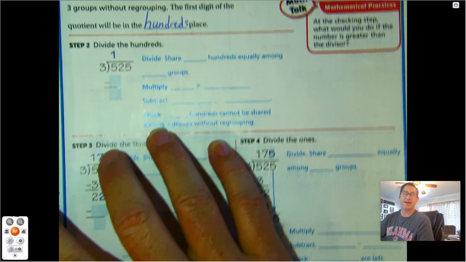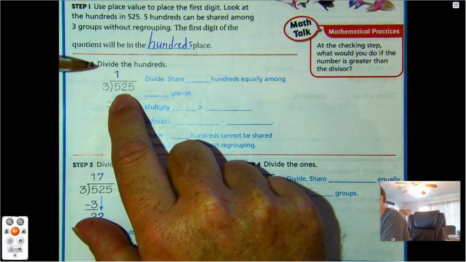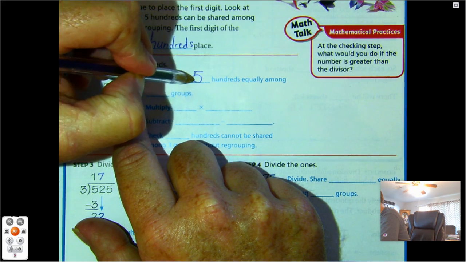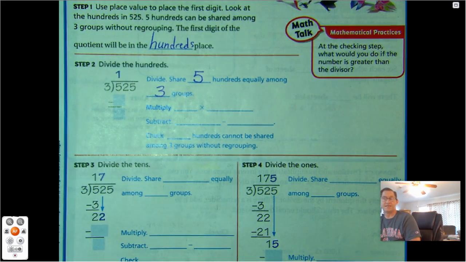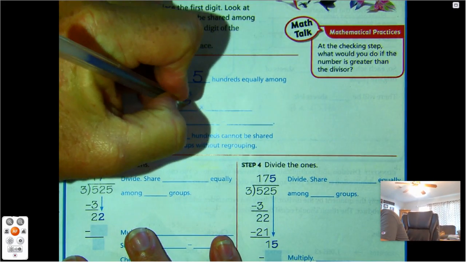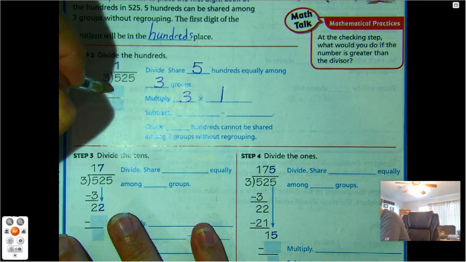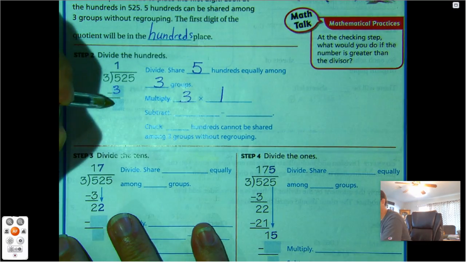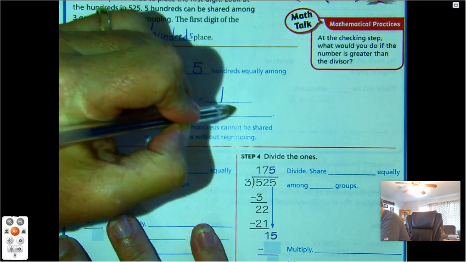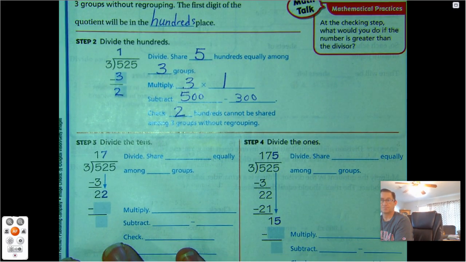All right, so now divide the hundreds. How many 500s can I share equally among the 3 groups? I can go 3 groups, and I can put 100 in each group. So 3 times 100 is 300. When we subtract, we get 2. So 500 take away 300 gives me 200s. Okay.